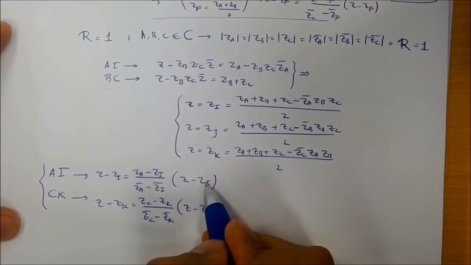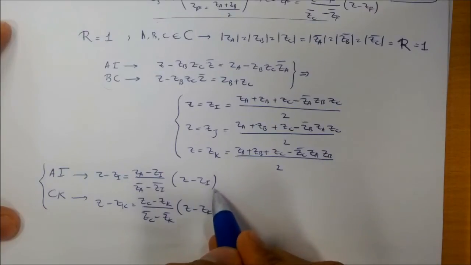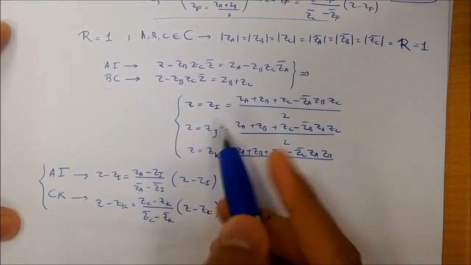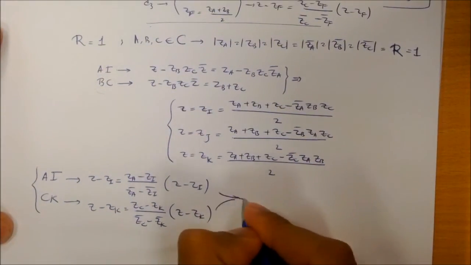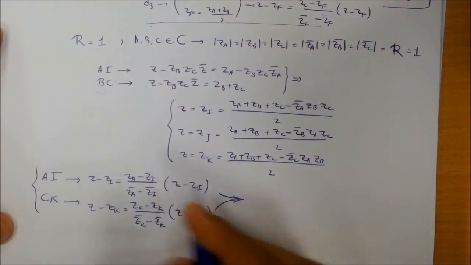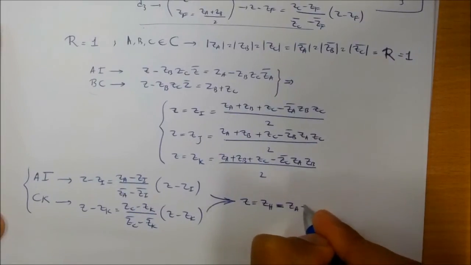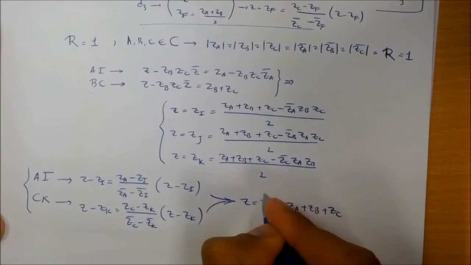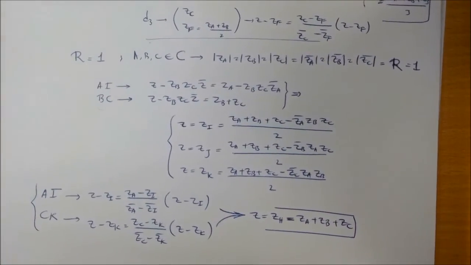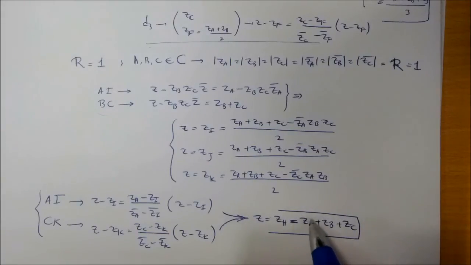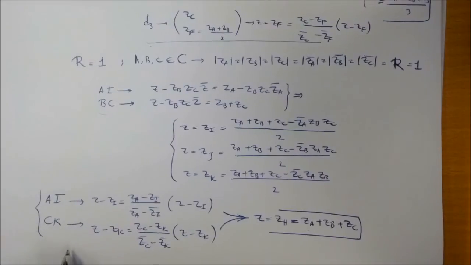In which we know the ZI, ZK with these formulas. So the intersection of these two lines is Z equal to Z of H, which can be obtained simply as Z of A plus Z of B plus Z of C. So we have calculated the orthocenter, the component corresponding to the orthocenter of the triangle ABC as a function of the components of the vertices of the triangle ABC.